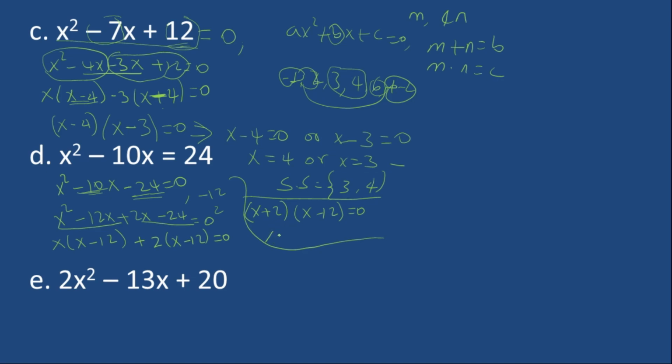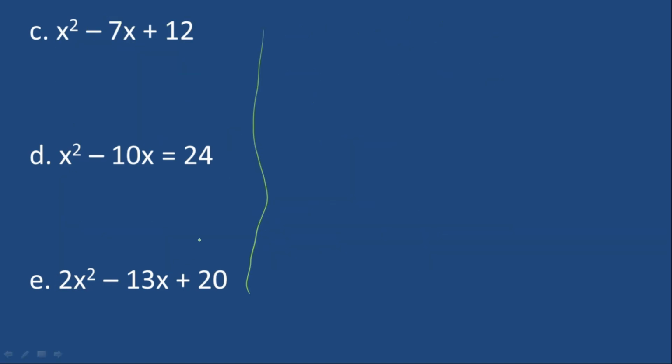So from this, either x is equal to minus 2, or x is equal to 12. So our solution set can be written as negative 2, 12. This is the way of solving a quadratic equation, the solution of x squared minus 10x minus 24 equal to 0. Okay, let's bring in this one.